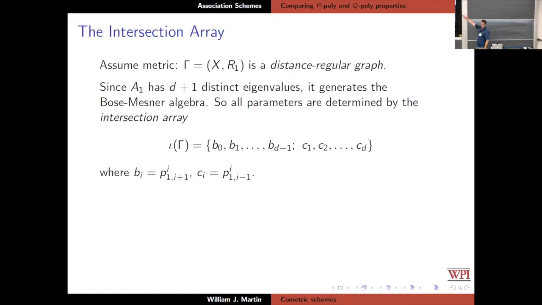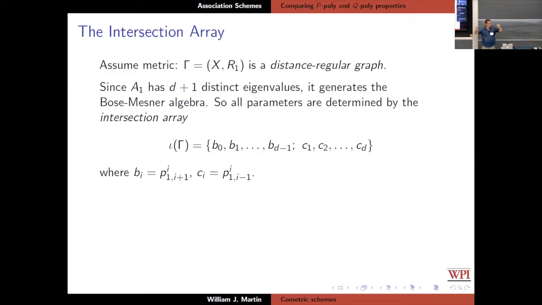Relation 1 is now the adjacency relation of a distance regular graph if it's P polynomial. And all the parameters are determined by this intersection array, b0, b1, and so on, and c1, c2 up to cD, where b_i, if I take two vertices at distance i, counts how many neighbors of the second vertex are at distance i plus 1 from the first vertex. I should go this way because you guys are viewing this way.